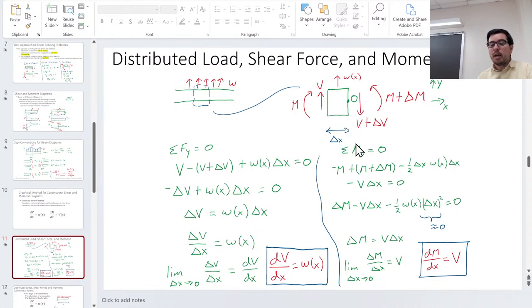What might be interesting is that this very short, infinitesimally narrow element along the beam has some length, delta x, and there's a very small change in the shear force as we go from this side to this side, and a very small change in the bending moment as we go from this side to this side. So that's what we see with this M plus delta M and this V plus delta V. If the shear force were constant across this region, delta V would be equal to zero. Or if the bending moment is constant across this section, delta M would be equal to zero.